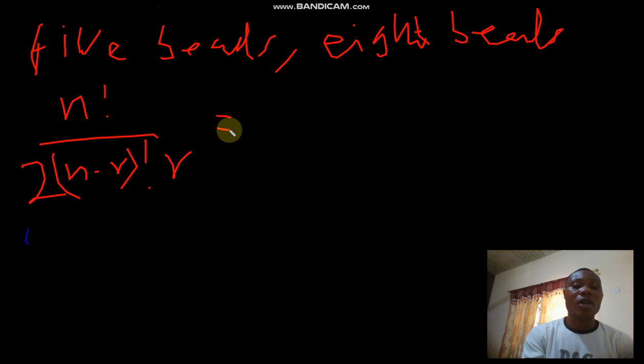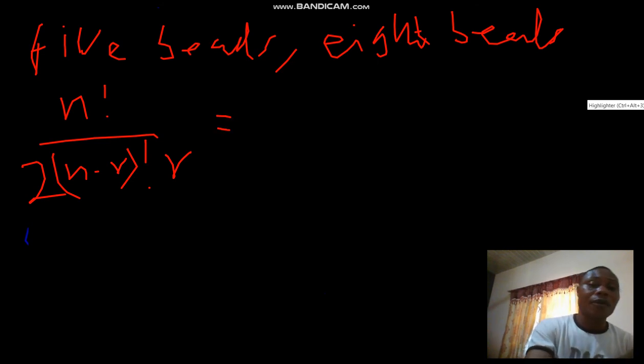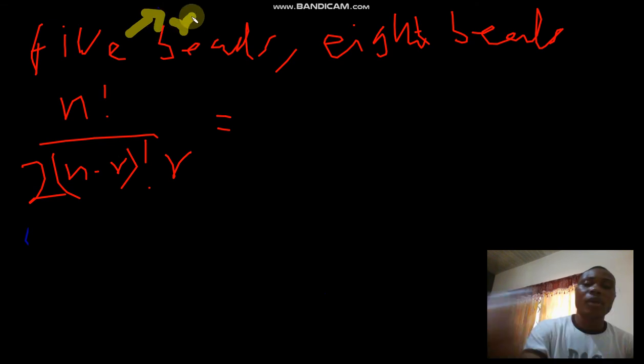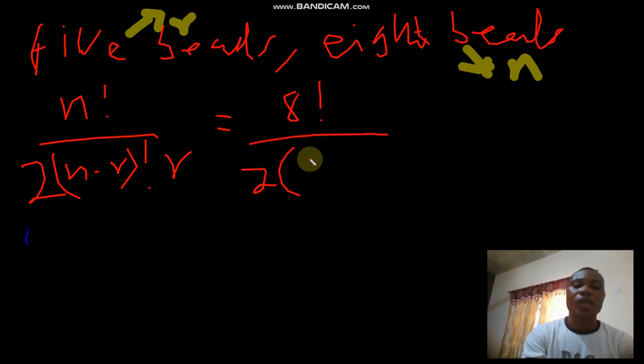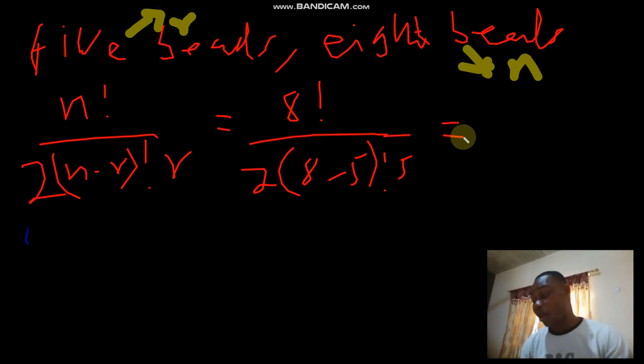So in how many ways can 5 beads be chosen? The 5 is our r, and choosing from 8 different beads, n is 8. So we are going to get 8 factorial over 2 times (8 minus r, which is 5) factorial times 5. And I hope you can all do this calculation by now.